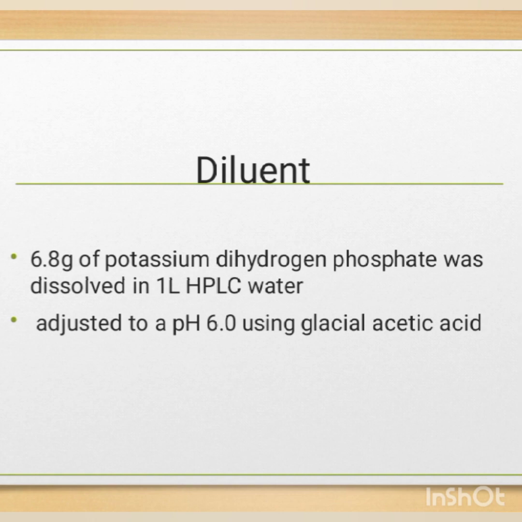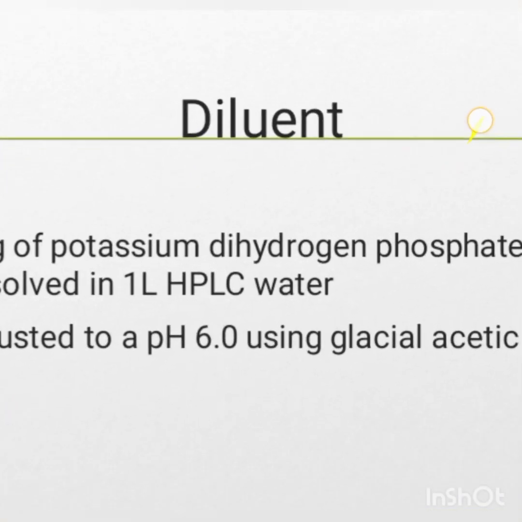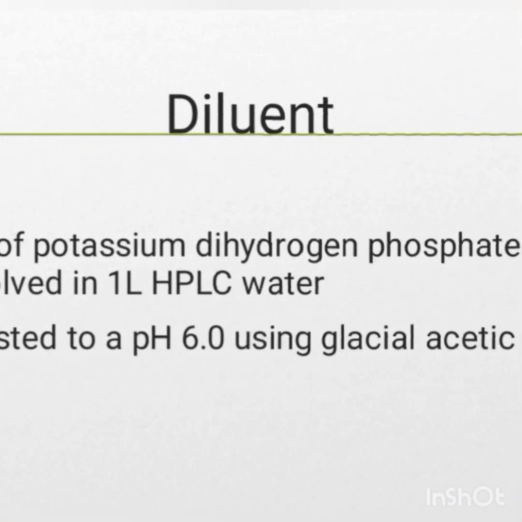The second one is the diluent which we need in our process. For making diluent, we need 6.8 gram of potassium dihydrogen phosphate and that was dissolved in 1 liter HPLC water. Then adjust to pH 6 using glacial acetic acid.